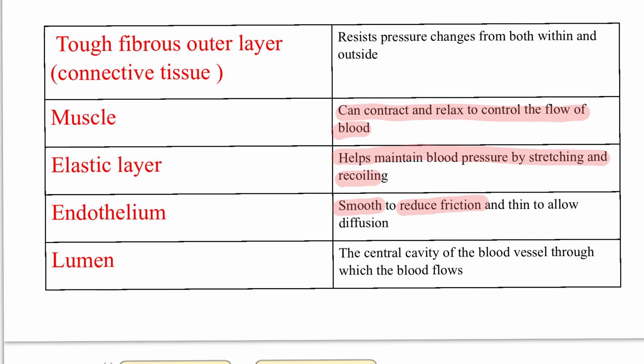And they're thin to allow diffusion. Now this is really only valid in capillaries. Capillaries only have endothelium, okay? They're one layer thick, and that's where we need diffusion to be occurring. The lumen is the central cavity of the blood vessels through which the blood flows, and you've got this connective tissue which resists pressure changes from both within and outside.